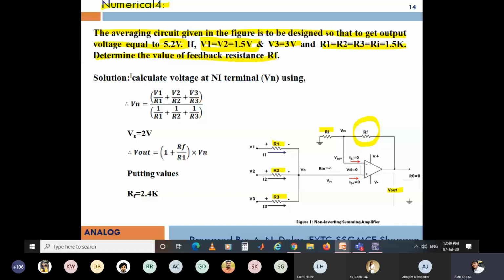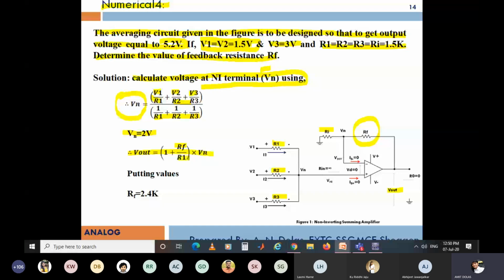So again, the solution: calculate the voltage at the non-inverting terminal. Of course, until and unless you know the value of Vn, you cannot proceed ahead. So for calculating the value of Vn, I use the formula for Vn and put all the values into the formula. That is, I know V1, V2, V3, as well as R1, R2 and R3. I put this into the equation. Later on, if we calculate, it is 2 volt. Vn is 2 volt. Now output is given, 5.2 volt. Ri we know, and Vn is known to us now after calculation. So I use the gain formula: Vout is equal to 1 plus Rf upon Ri.